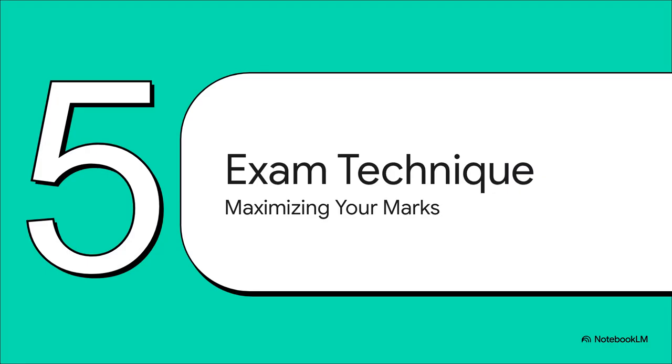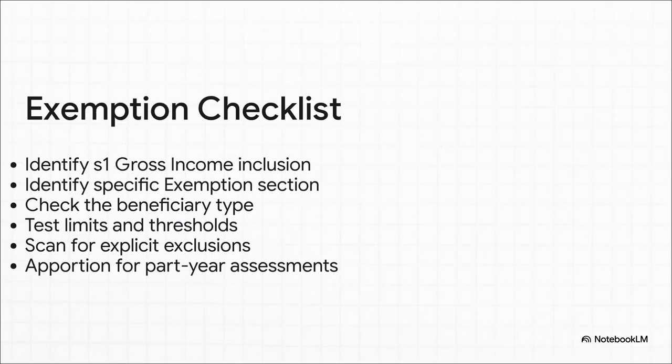All right, Section 5, Exam Technique Masterclass. Let's talk about how you actually maximize your marks on paper. When you're structuring your university answer, I need you to follow this exact chronological checklist. Step 1. Always include it in gross income first under Section 1. Step 2. Explicitly state the specific exemption section.